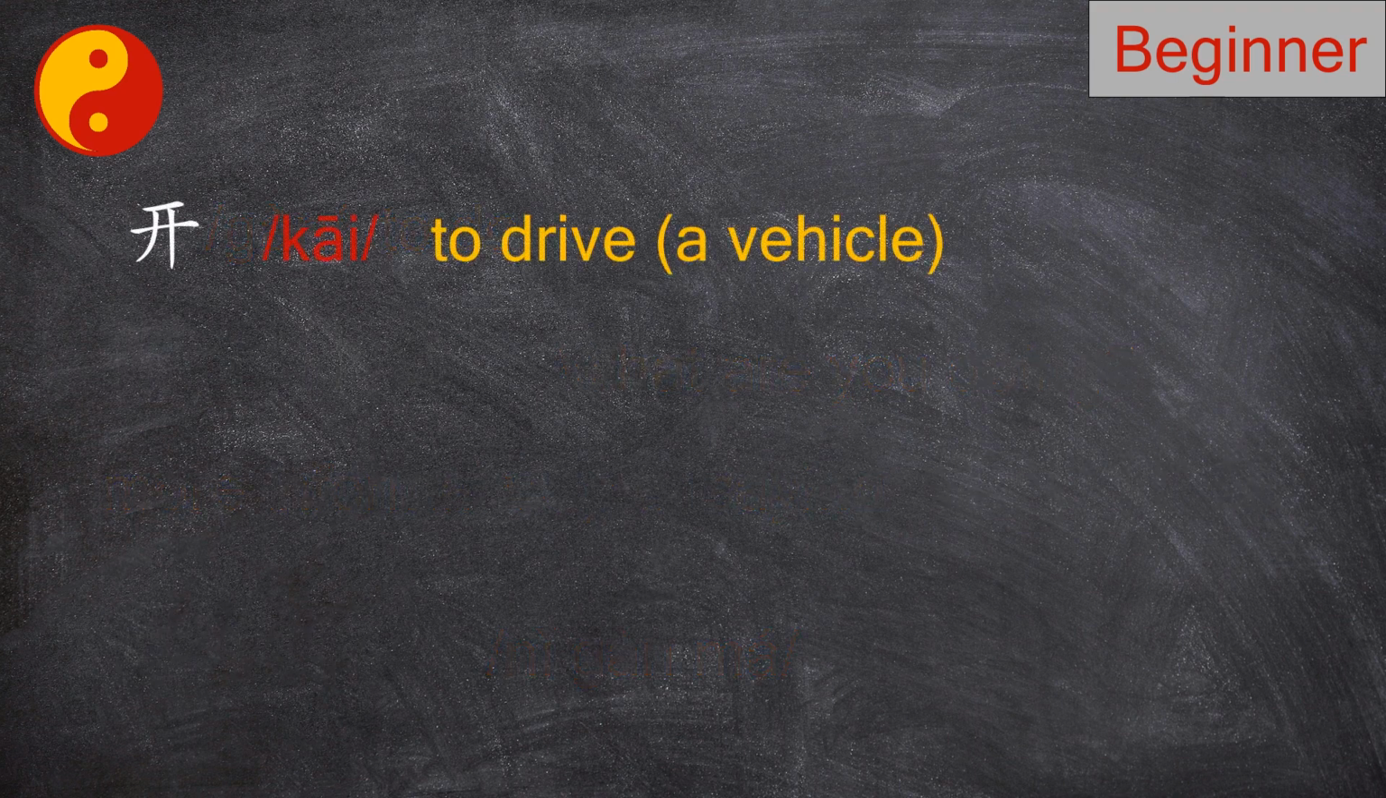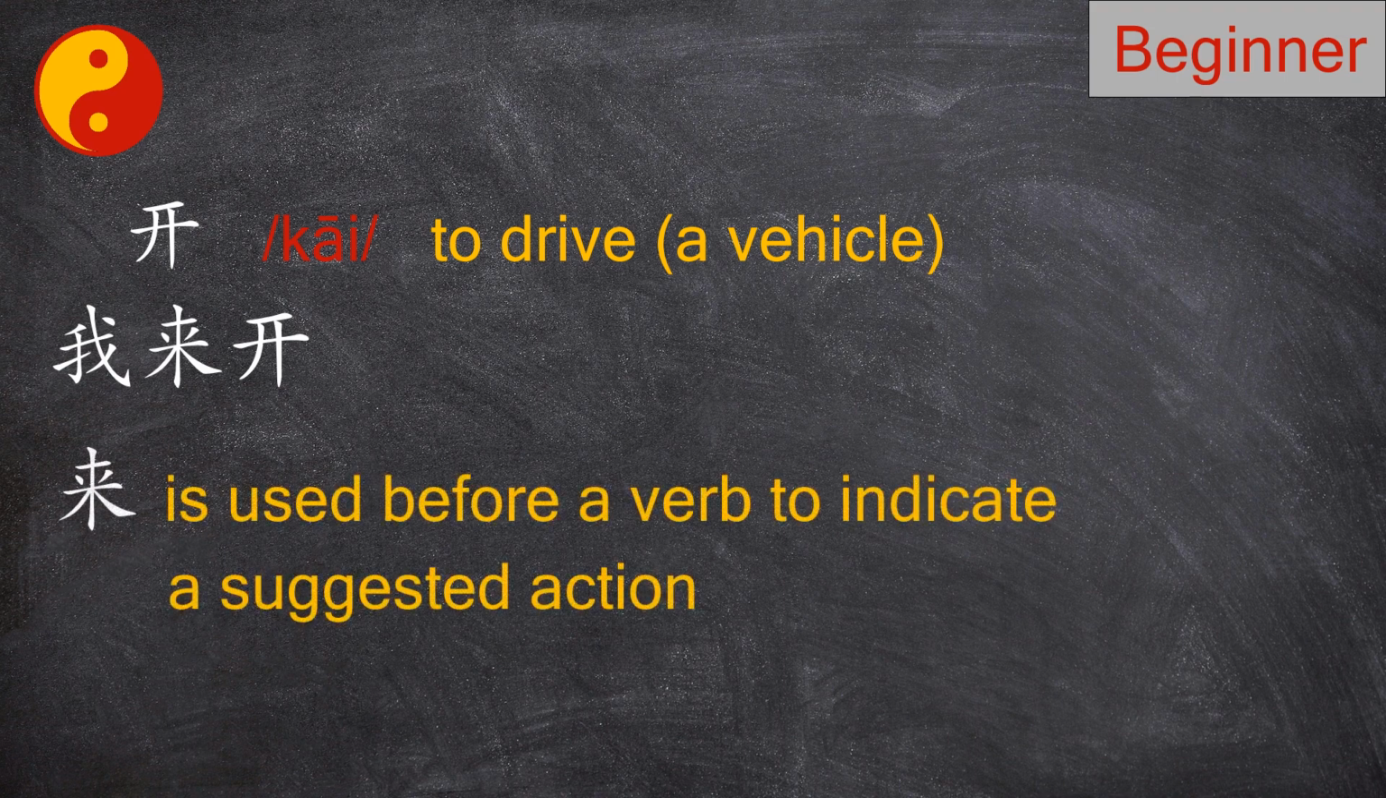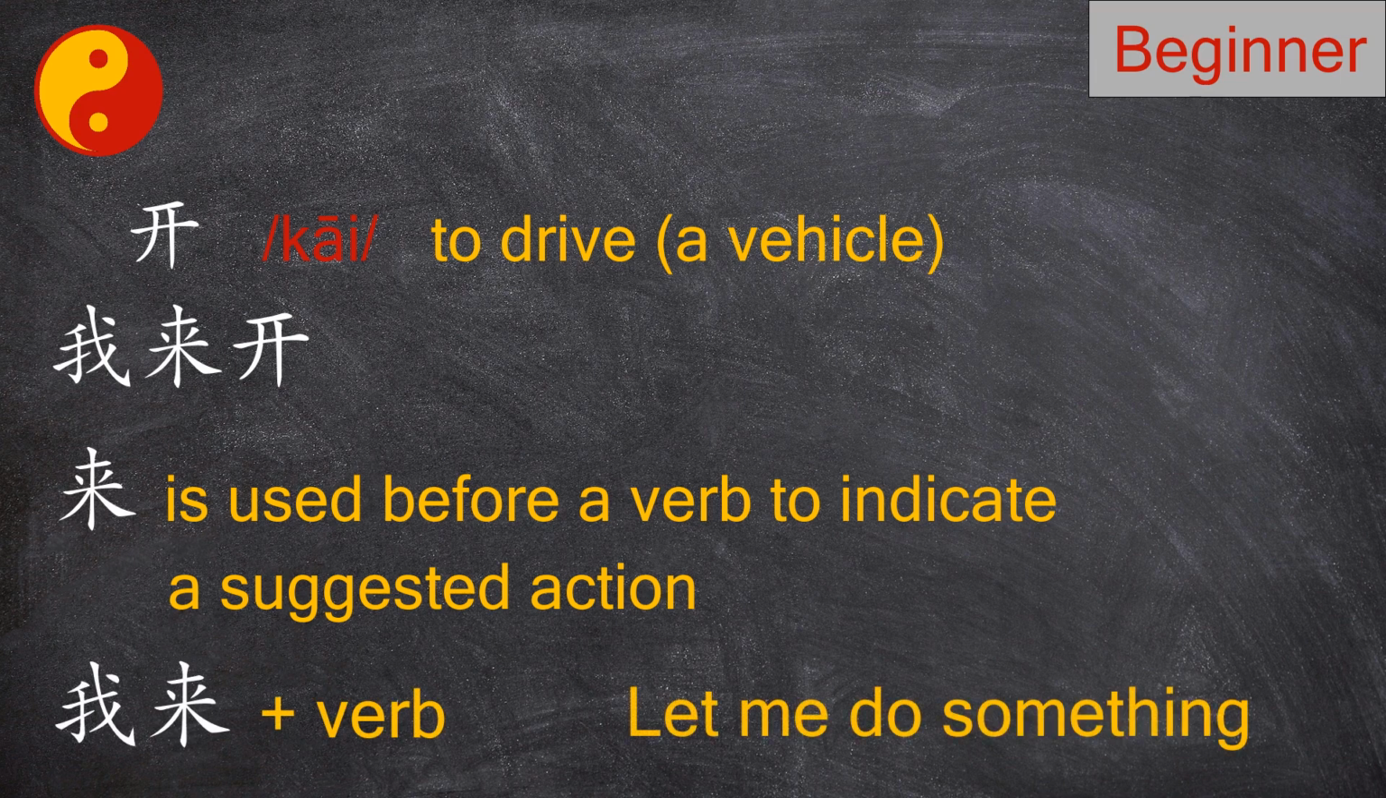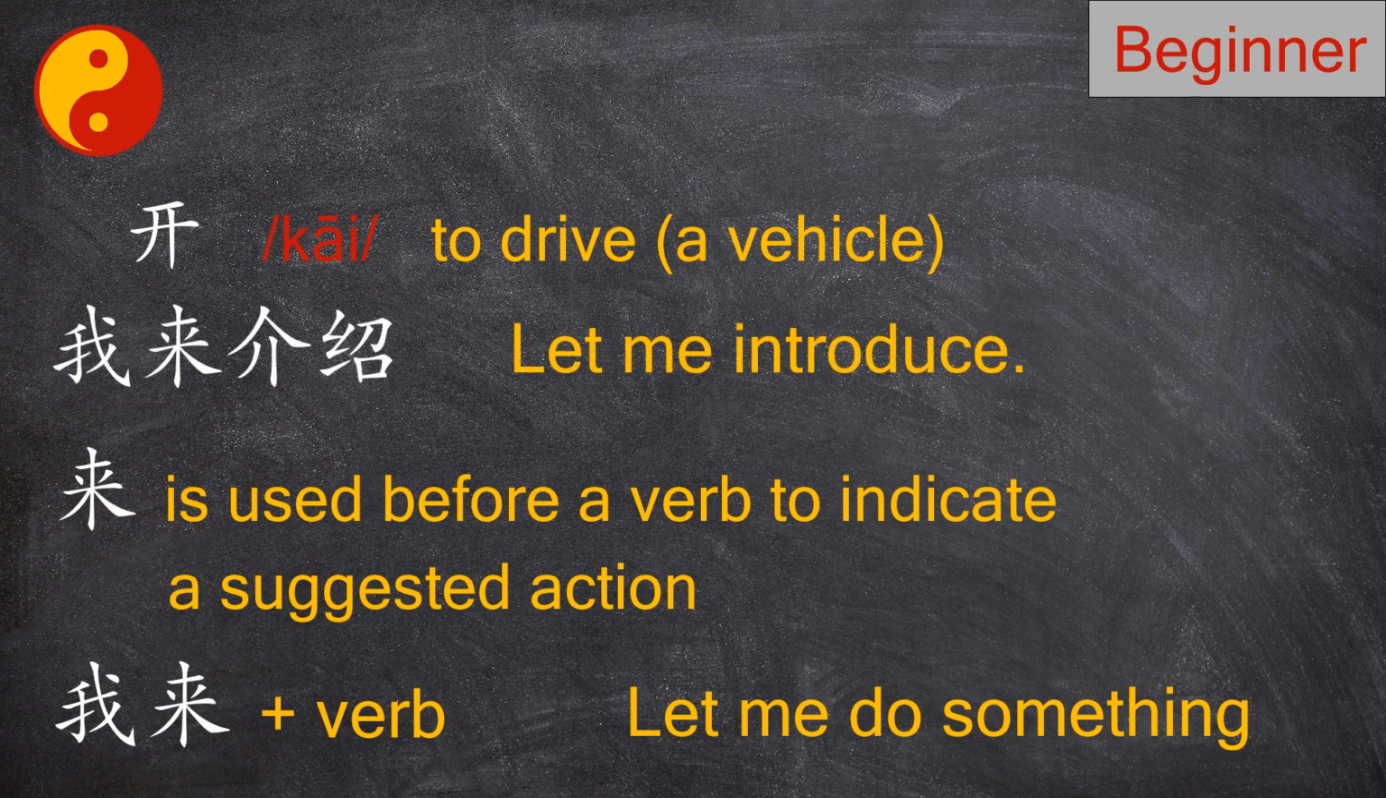Kai means to drive a vehicle. 我来开. What does it mean? Does it mean I come to drive? 来 is used before a verb to indicate a suggested action. So, 我来 plus verb is a pattern that means let me do something. So, 我来开 means let me drive. Another example, 我来介绍 let me introduce.